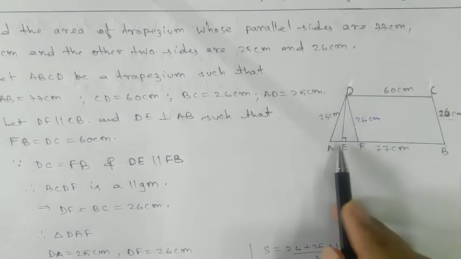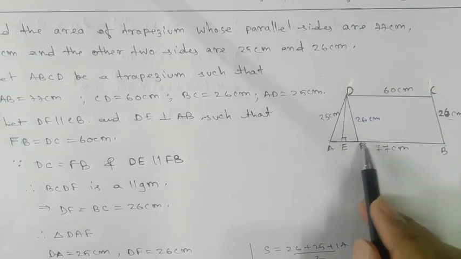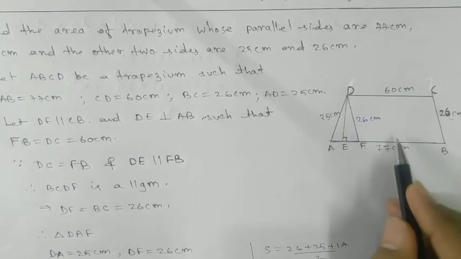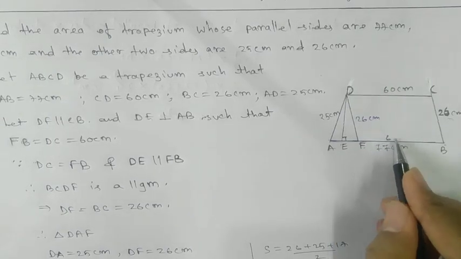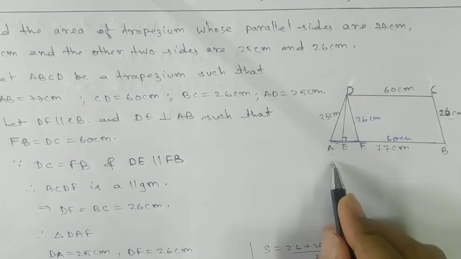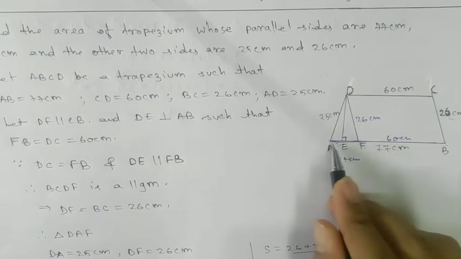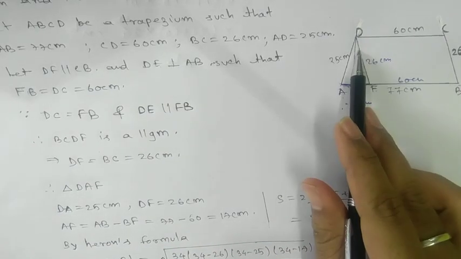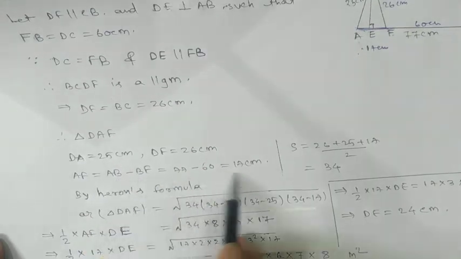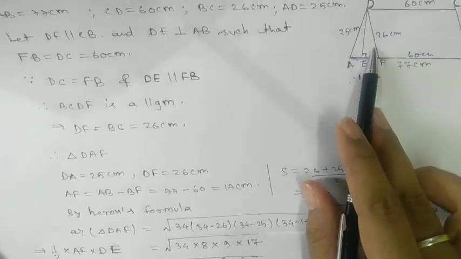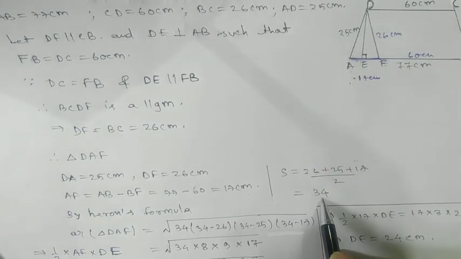Now we have DA, DF. We need to find AF. As we have taken by construction that BF equals to your DC, that means 60 centimeter. Then we can find AF. How? That is 17 centimeter. That means total 77 minus 60 centimeter. Now we are applying this concept. Area of triangle will take this one. So here we need all sides here. S we're going to find using your semi-perimeter concept.